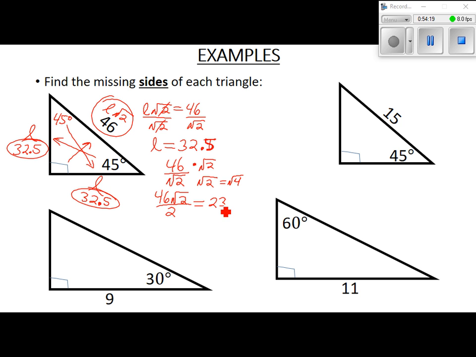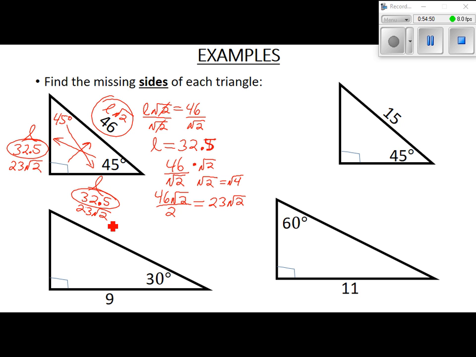23. So you end up with 23 times the square root of 2. So this side over here is 23 times the square root of 2. Guess what this side is? 23 times the square root of 2. Anybody notice something here? What do you do to get from here to there? Times it by what? Square root of 2. And what do you do to this? Divide it by 2. So you take this and you divide it in half, and that gives it to you.